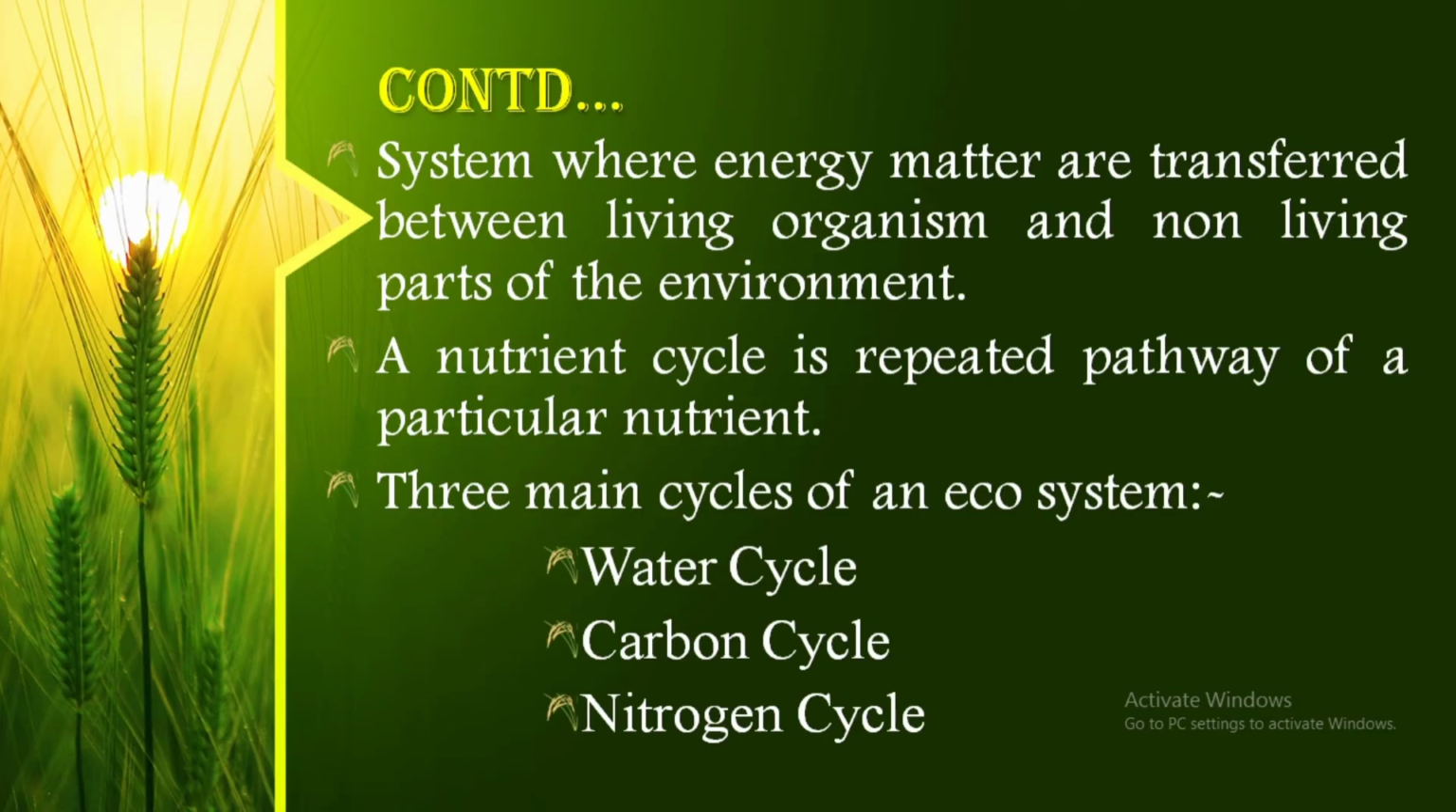The nutrient cycle is a system where energy and matter are transferred between living organisms and non-living parts of the environment. This occurs as animals and plants consume nutrients found in the soil, and these nutrients are then released back into the environment via death and decomposition. A nutrient cycle is a repeated pathway of a particular nutrient or element from the environment through one or more organisms and back to the environment. Examples include the carbon cycle, the nitrogen cycle and the phosphorus cycle.